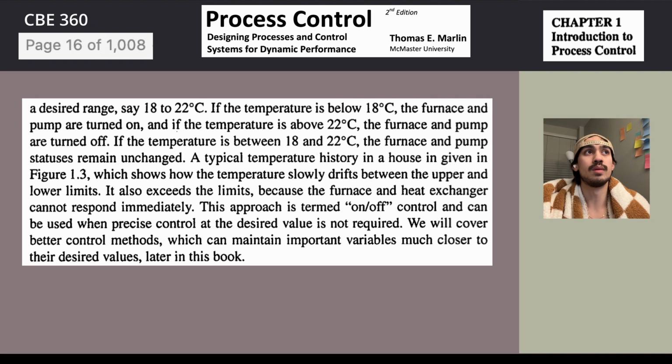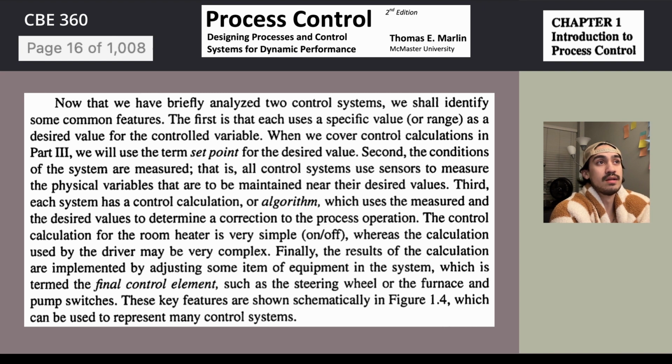We will cover better control methods, which can maintain important variables much closer to their desired values later in this book. Now that we have briefly analyzed two control systems, we shall identify some common features. The first is that each uses a specific value or range as a desired value for the controlled variables. When we cover control calculations in Part 3, we will use the term set point for the desired value. Second, the conditions of the system are measured.